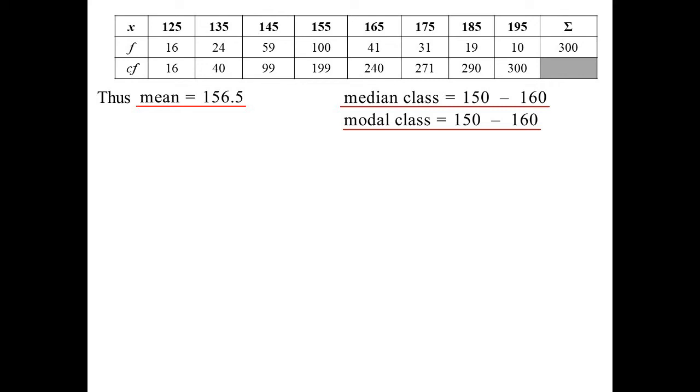Remember, we're looking at frequency now, not cumulative frequency. And the biggest one there is 100. Variance we worked out before, 262.75. Deviation we worked out before, 16.21. So there's all the information.